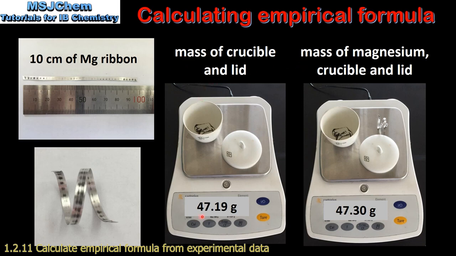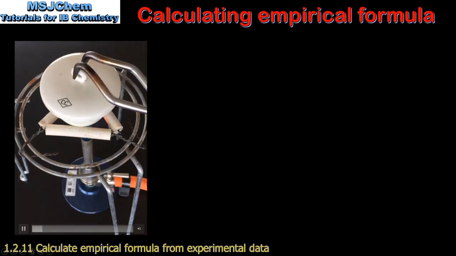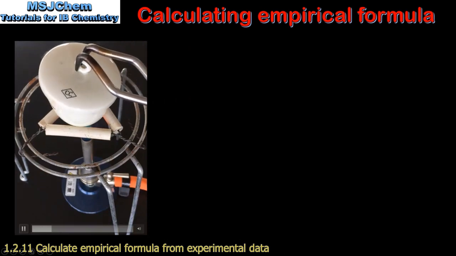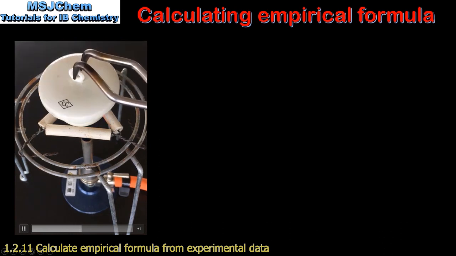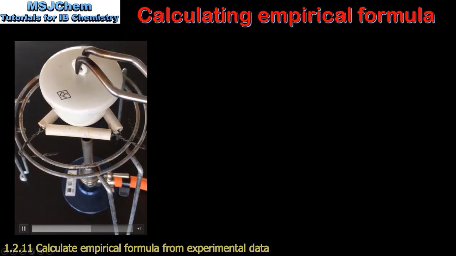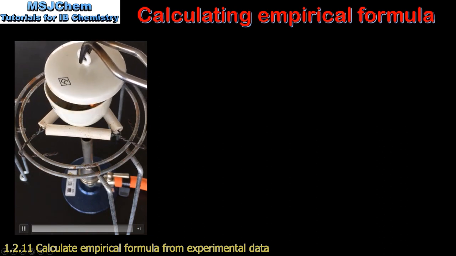As you can see, the mass of the crucible and the lid is 47.19 grams, and the mass of the magnesium, the crucible, and the lid is 47.30 grams. Next, the crucible is heated with a Bunsen burner. Here we can see the reaction starts to take place, with the magnesium glowing as it reacts with oxygen. The lid is opened now and again to let in oxygen for the reaction. Care must be taken not to lose too much white powder.